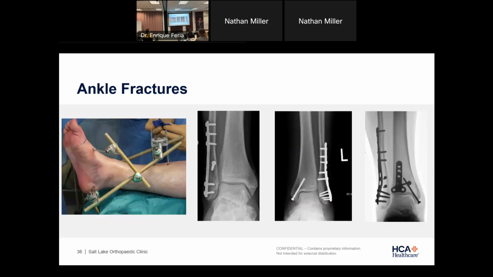The picture on the left is what's called an external fixator. And that essentially is a temporizing measure where we put pins and bars that connect the pins on the outside. And that's done if there's a lot of swelling initially, just to give the soft tissues time to settle down, and then you come in and fix it with plates and screws on the inside, like you can see in the rest of the pictures. And again, it depends. You can break it in one place, 2 places, or even 3 places. And generally, you fix everything depending on how badly displaced it is.